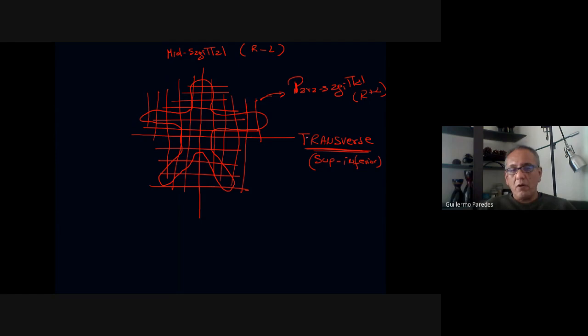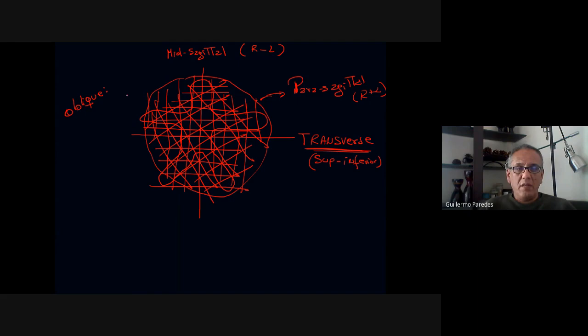Then we have another cut, another plane, that is the oblique. I'm just going to mention it because it's not really used so commonly for us. Oblique is going to be like this, any oblique line. Could be like this. That's what I call my cookie man. Okay, cookie man, all right. So basically there are three planes: sagittal, transverse, and oblique.